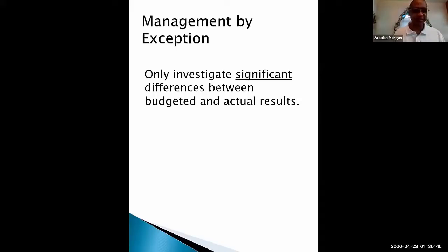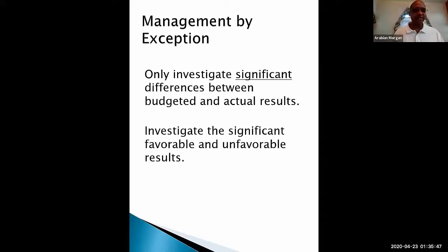So let's write this down. As well as I want to add something here. We investigate the significant favorable and unfavorable results. So it doesn't have to be a negative result for us to investigate. It can also be favorable. And I'll talk a little bit about why we want to investigate favorable results as well. Okay? Any questions on this?